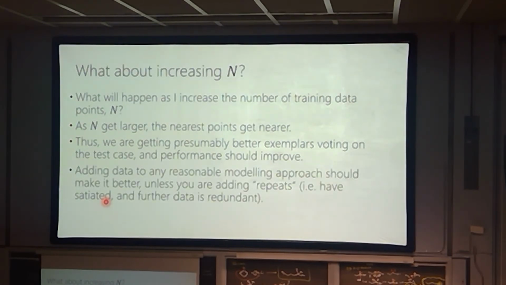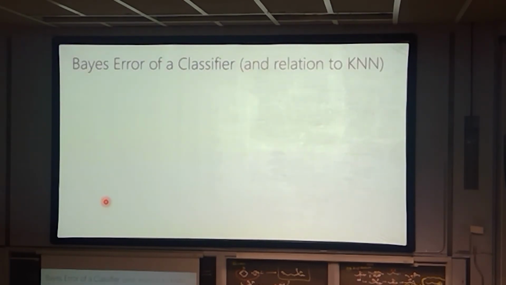In general, adding data to any reasonable modeling approach should make it better. It should never hurt unless you're adding data from a different distribution. But if it's the distribution you care about, it should never make things worse. Sometimes you see a plateauing effect, with diminishing returns and then no more returns. If you've gotten all the representative data, more might not help and might just be more expensive.